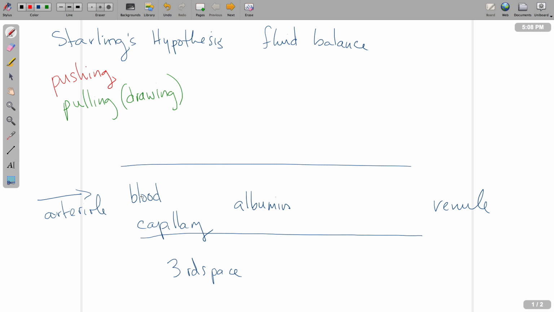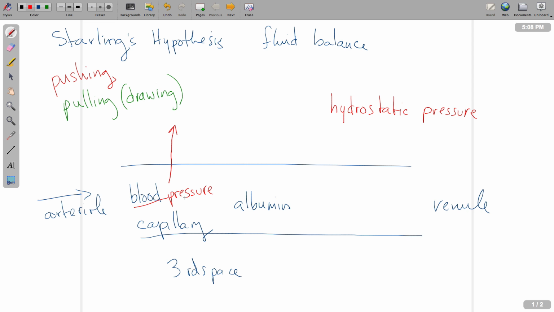The first pushing force we're going to look at is actually blood pressure. Blood pressure is a force that's located within the capillary, and it pushes fluid from the capillary space into the third space. In the third space itself, there is also fluid, and we're going to say it's water, and we're going to call this hydrostatic pressure. Hydrostatic pressure is the pressure of fluid that exists and exerts itself on the wall of the capillaries inside the third space.